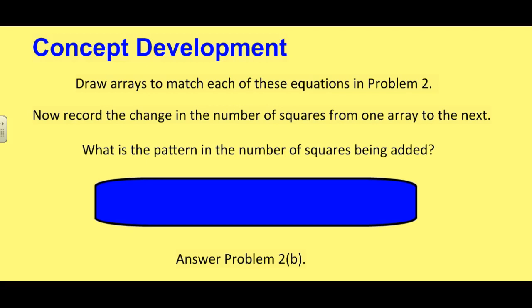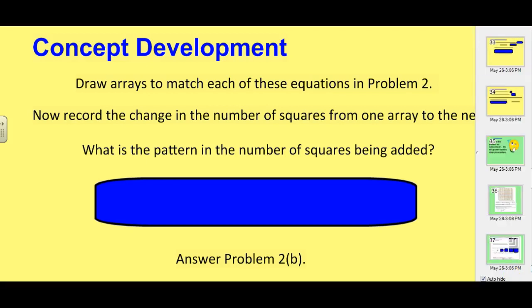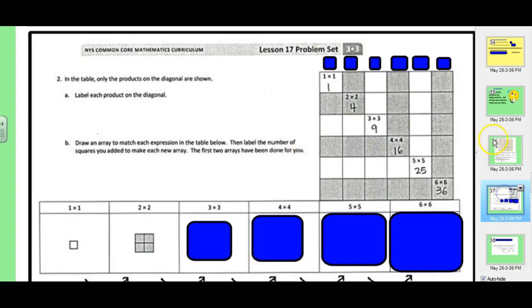Okay, now we're going to work on part B of problem 2 on your problem set. You have to draw arrays to match each of these equations, and then you're going to record the change in the number of squares from one array to the next, and then you're going to figure out what is the pattern in the number of squares being added. So let's look at that problem on the problem set together.